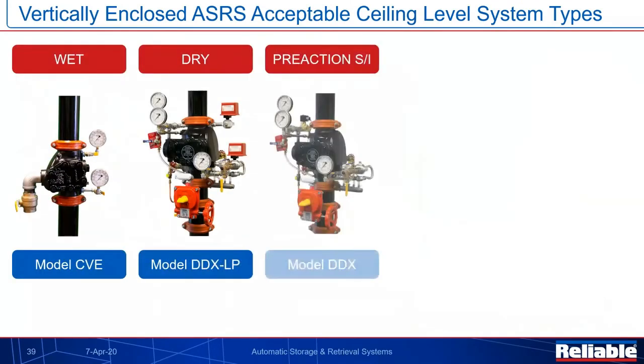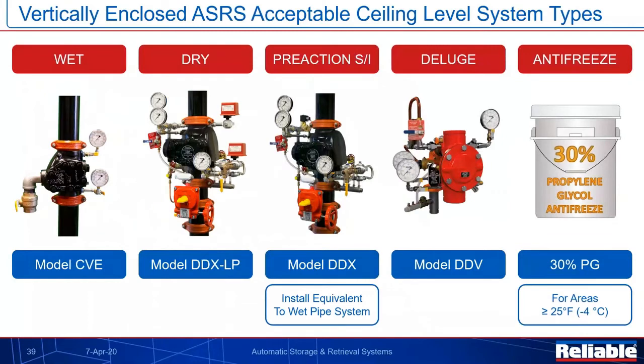We have five different types of systems that we're able to utilize inside of one of these cabinets. We have our wet system, we have a dry system, pre-action single interlock, again installed to be the equivalent of a wet pipe system, deluge systems, and then lastly antifreeze using that 30% propylene glycol, and that's for areas that are going to be maintained at 25 degrees or above.